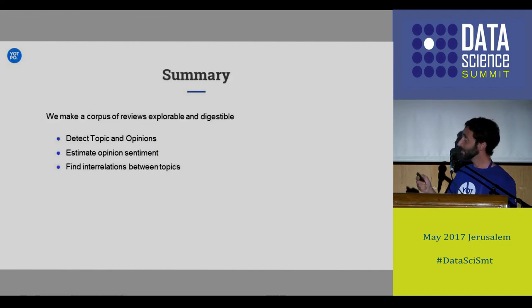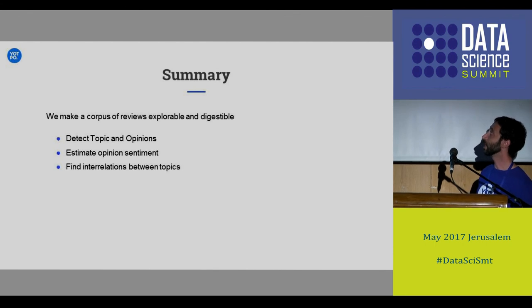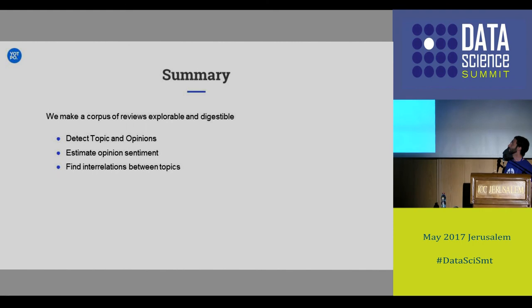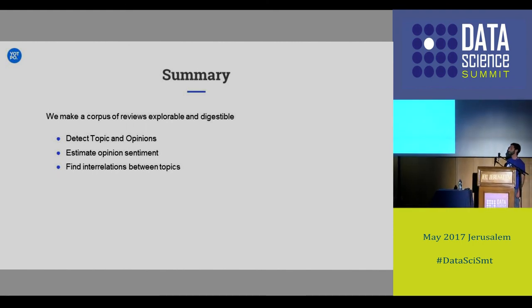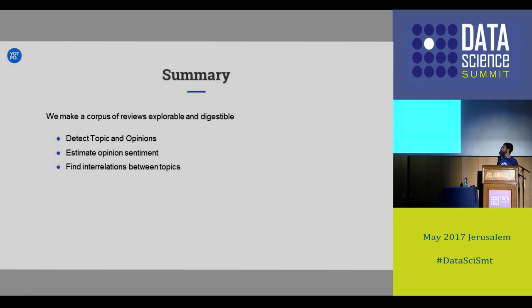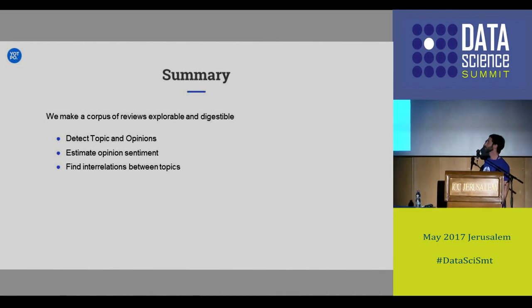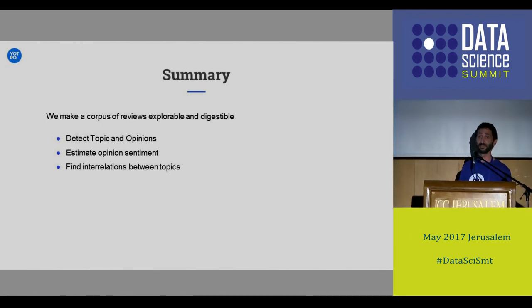So just let me review what we've talked about. We took a corpus and made it more explorable and accessible. We did it by detecting topics and matching opinions, estimating sentiment for each topic, and finally finding interrelations between topics to make the data more comprehensible for the user.